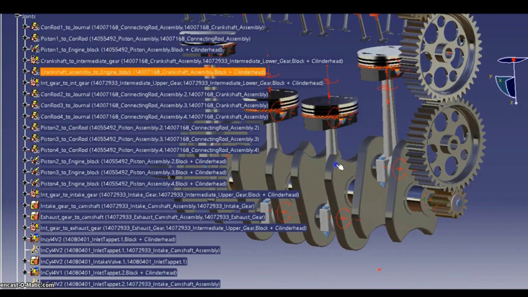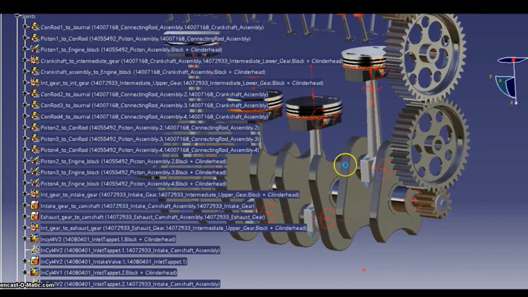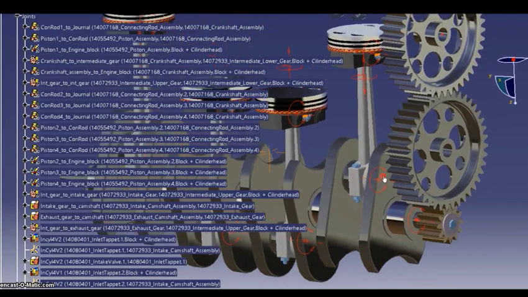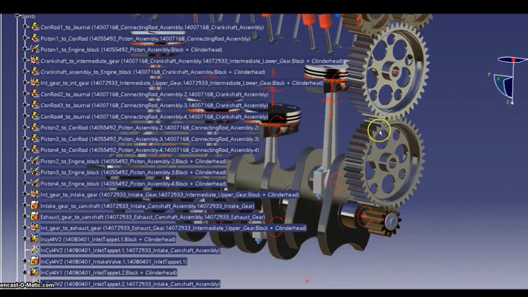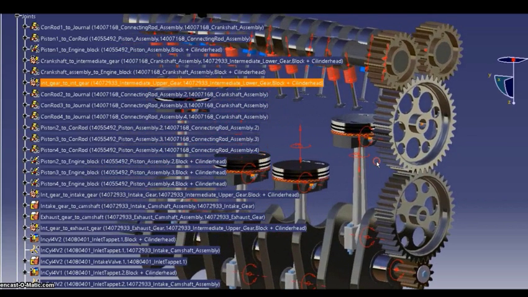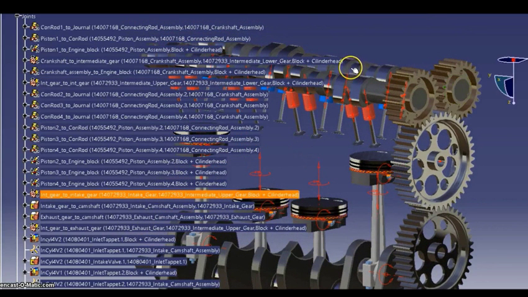The timing train now. The small gear on the crankshaft belongs to the crankshaft assembly, which means that they move together. There is a gear constraint between the crankshaft assembly and the upper intermediate gear. This type of constraint or joint usually automatically creates two revolute joints, one between the crankshaft assembly and the engine block, and the other between the upper intermediate gear and the engine block.